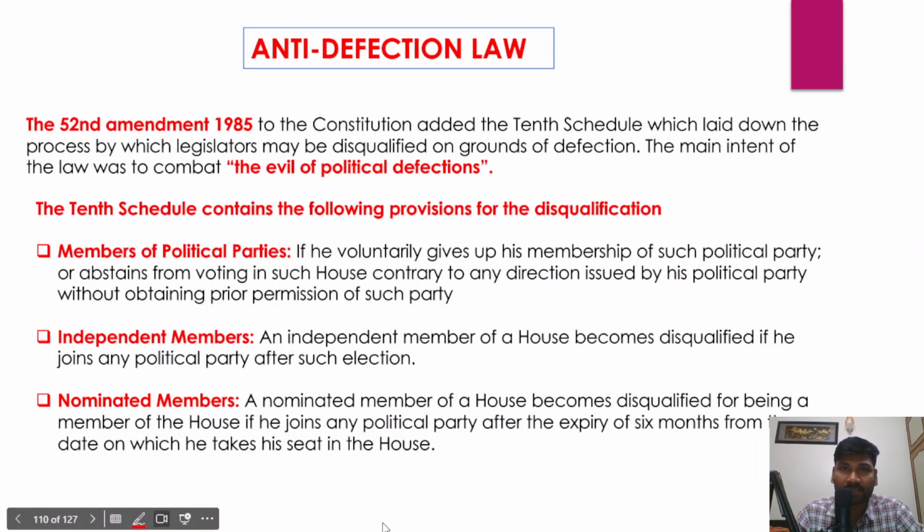So we have been discussing important topics for Polity mains examination. Yesterday we discussed the Indian Parliament, parliamentary privileges, the role of the President in the Parliament, and also the role of the Governor as an integral part of the state legislature. And today we are going to discuss some important topics such as the anti-defection law, what are the major provisions of the anti-defection law, what are the criticisms of the anti-defection law, and other important topics as well.